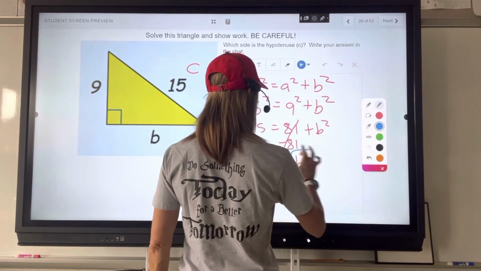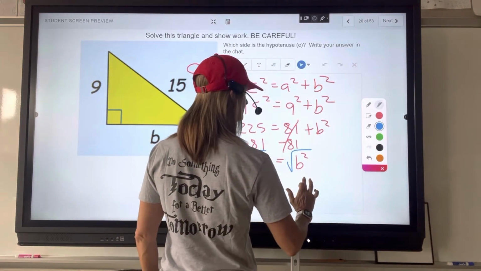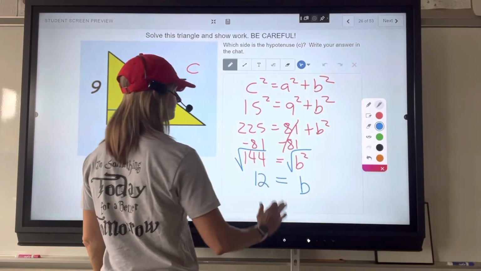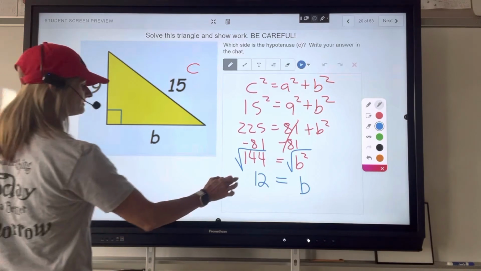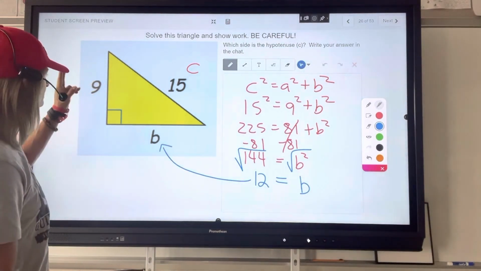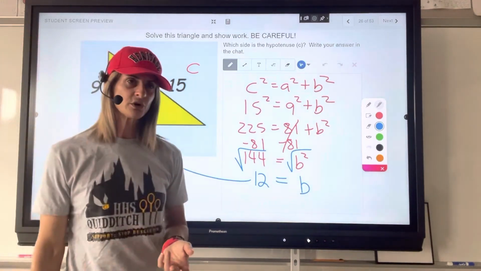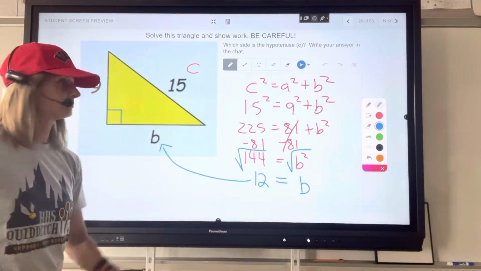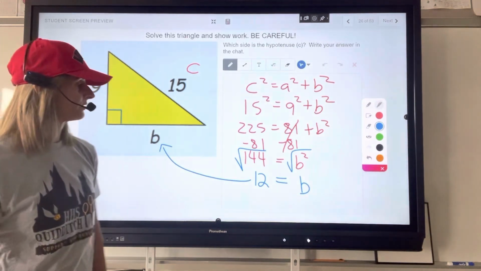Now when I take the square root of both sides, the square root of b squared is b, square root of 144 is 12. And then I check to make sure, does that make sense? That does make sense, because the two legs have to be shorter than the longest side, which is C, which is 15, and 12 is shorter than 15, so we are good.